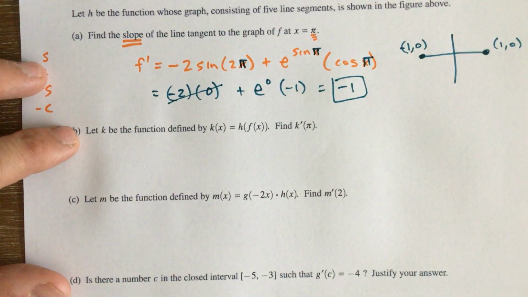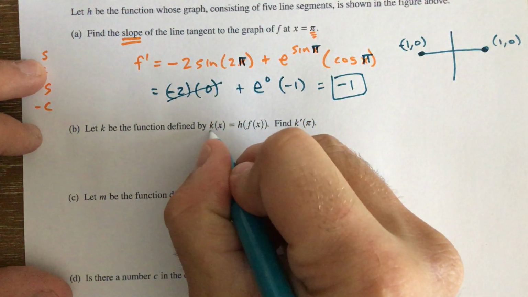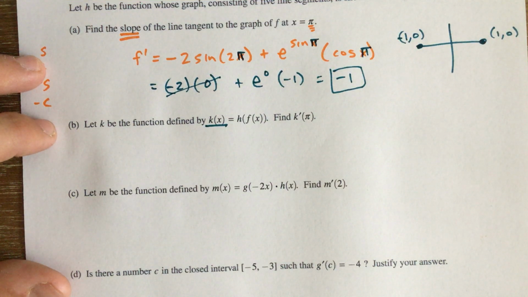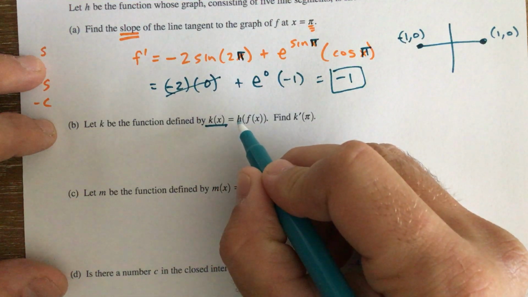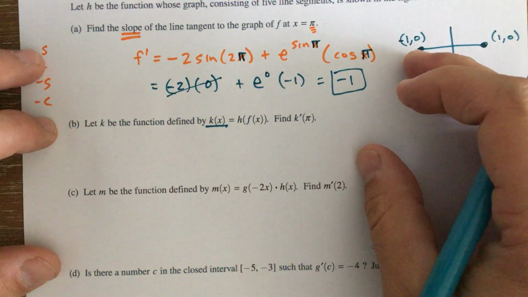All right, so next problem, B. Let k be a function defined by, and of course they introduce a new function because they want us to do some other type of differentiation. And this k function is h with an f of x inside of it. So basically a chain rule type situation.